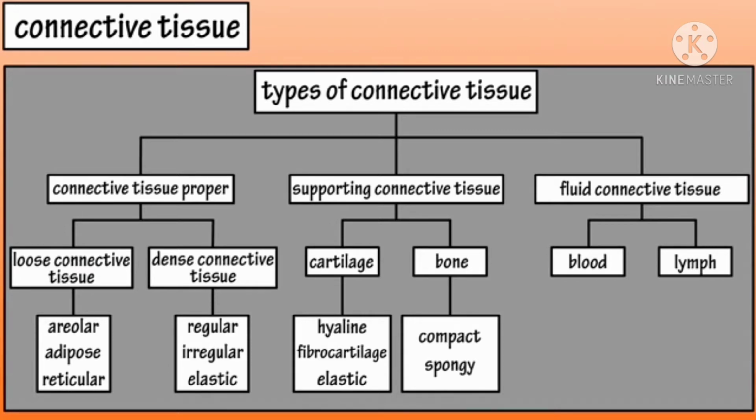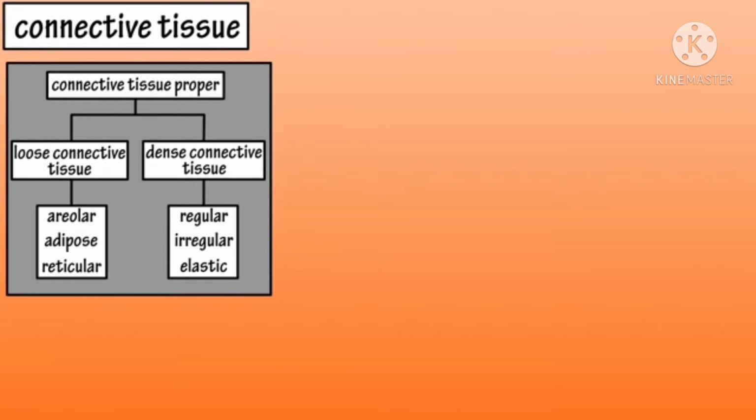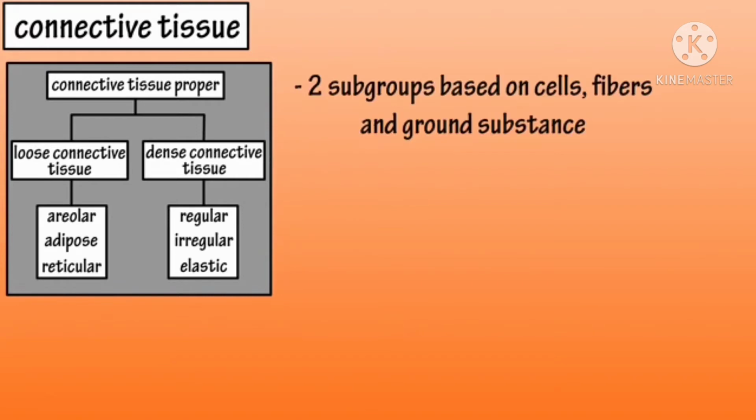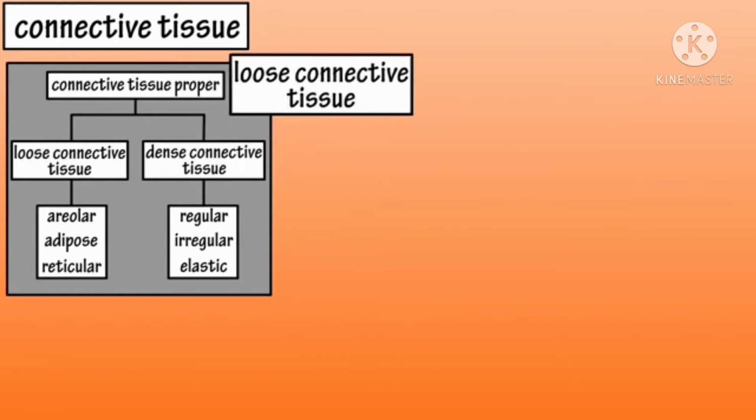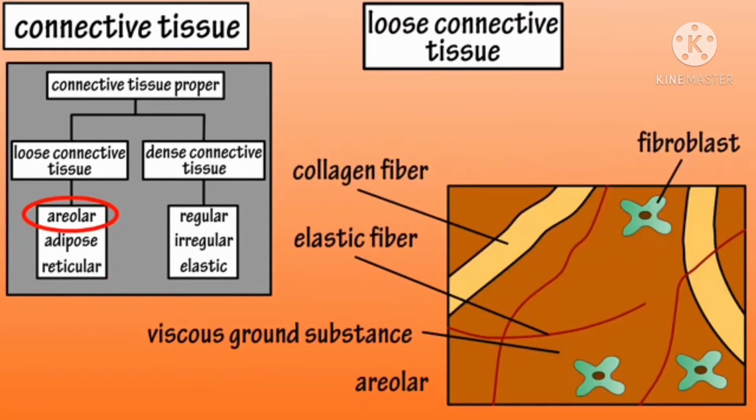And the connective tissue is divided into three, depending upon their structure and functions performed. They are connective tissue proper, supporting connective tissue and fluid connective tissue. And connective tissue proper is again divided into two, that is loose connective tissue and dense connective tissue. Loose connective tissue has fewer cells and fibers, and it is divided into three: areolar, adipose and reticular.